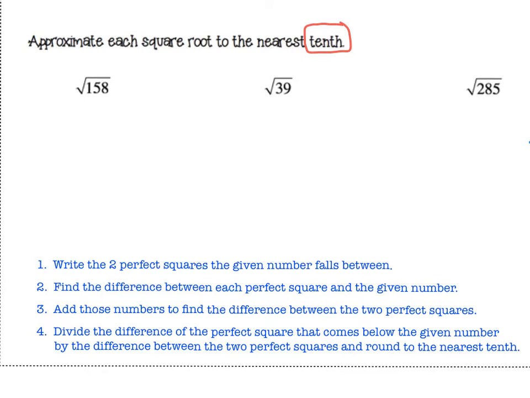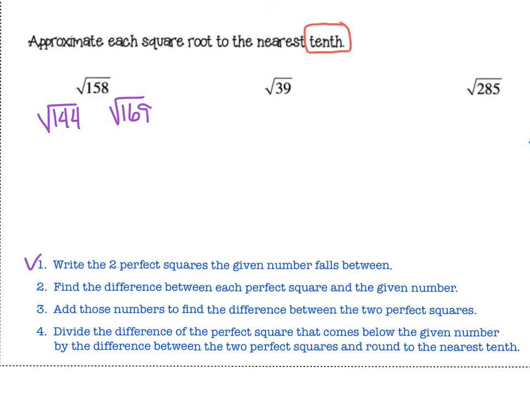Okay, for our first example, the square root of 158. The first thing we have to do is list the 2 perfect squares that 158 falls between. So that's going to be the square root of 144 and the square root of 169. So that's step 1, just like we did before.